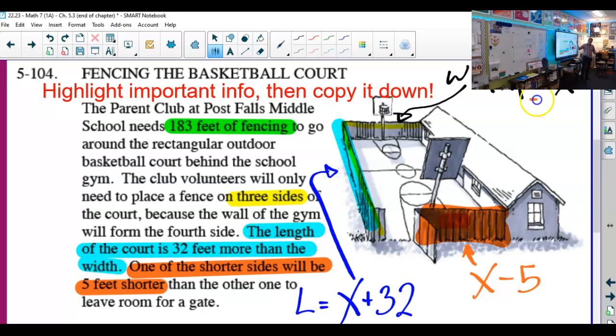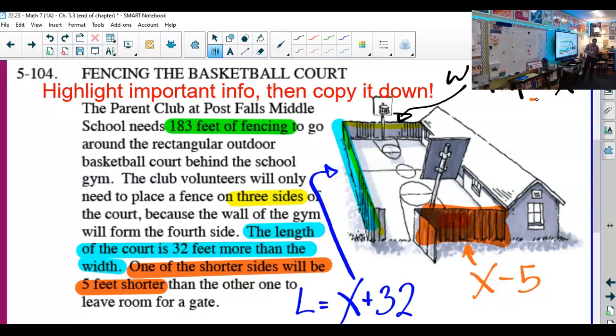We called the width X. I mean, we could have called it W, I guess, but we called it X because we don't know it. So we got that one. This is the school, so we don't need a fence there. Yeah, I know it's weird. We're only going to fence 3 sides.